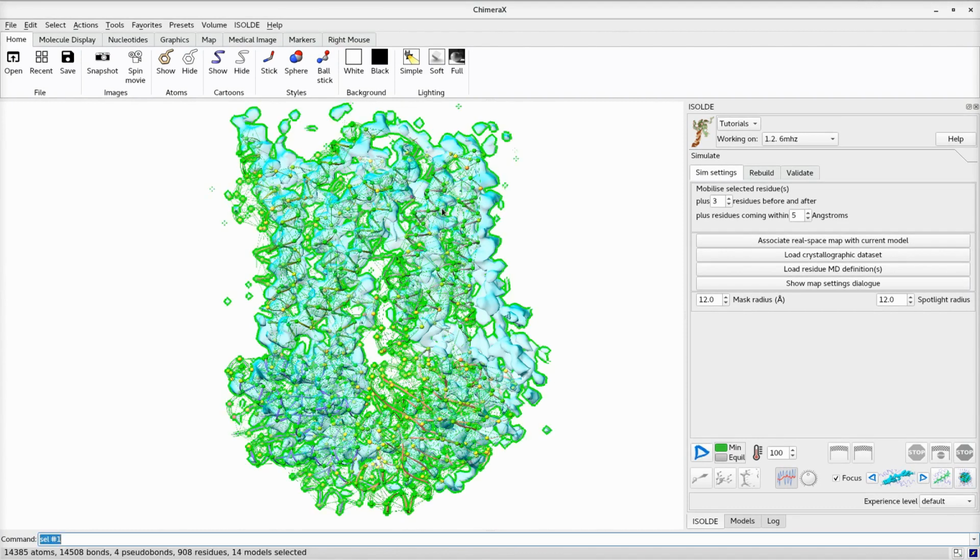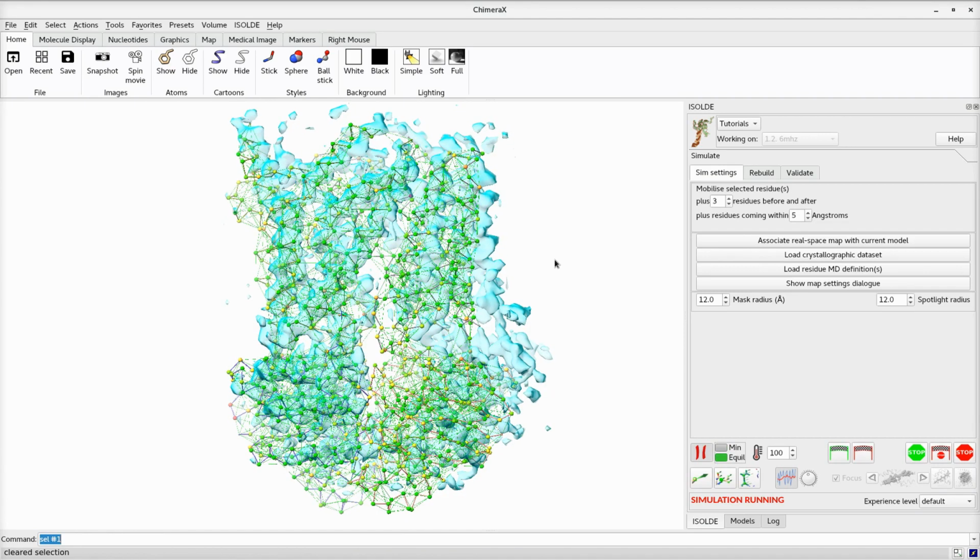For initial bulk fitting tasks like this, we are not yet interested in the atomic details. In order to more clearly see and guide the progress of the fit, we can reduce the display to a C-alpha trace by hiding all atoms other than the alpha carbons.